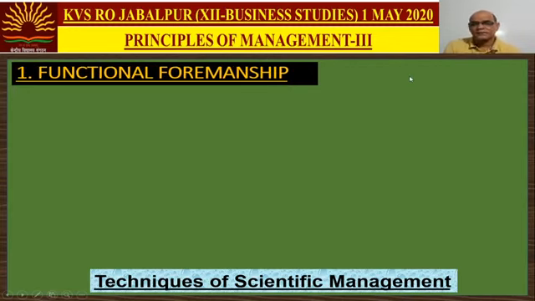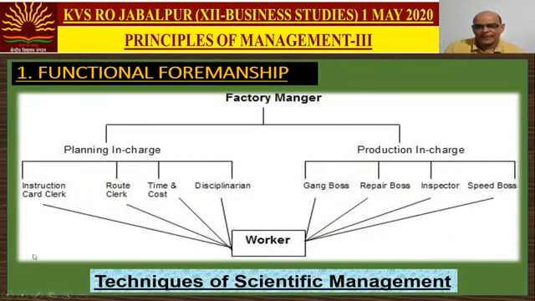Very first thing is functional foremanship. Now I would like to recall to you all that even Henry Fayol in his first principle says division of work. There should be division of work on the basis of specialization. In the same manner, F.W. Taylor also advocates that there should be division of work on the basis of specialization. So that division of work is called functional foremanship.